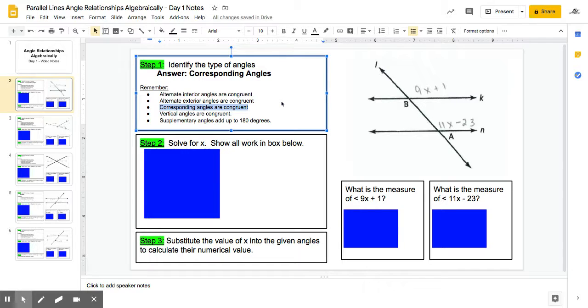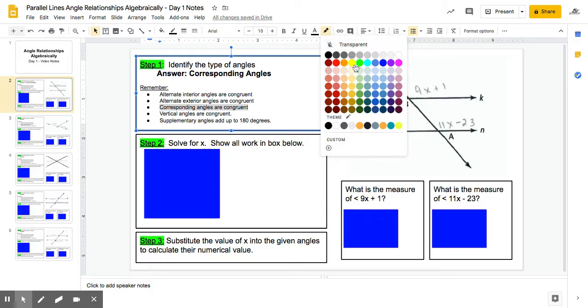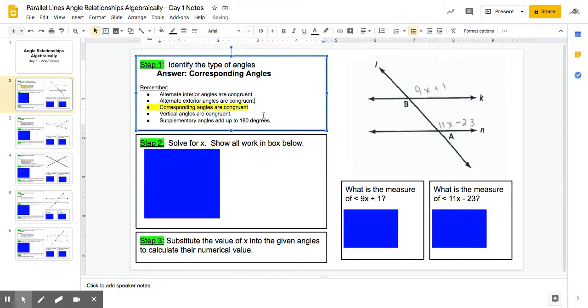So I know these are corresponding angles because they're in the same position on two different lines. They're both in the top right, making them corresponding. We need to know corresponding angles are congruent, which means they're equal to each other. So this angle 9x plus 1 and this angle 11x minus 23 are equal to each other. So I need to create an algebraic equation, and you guys are going to type that in this text box below.